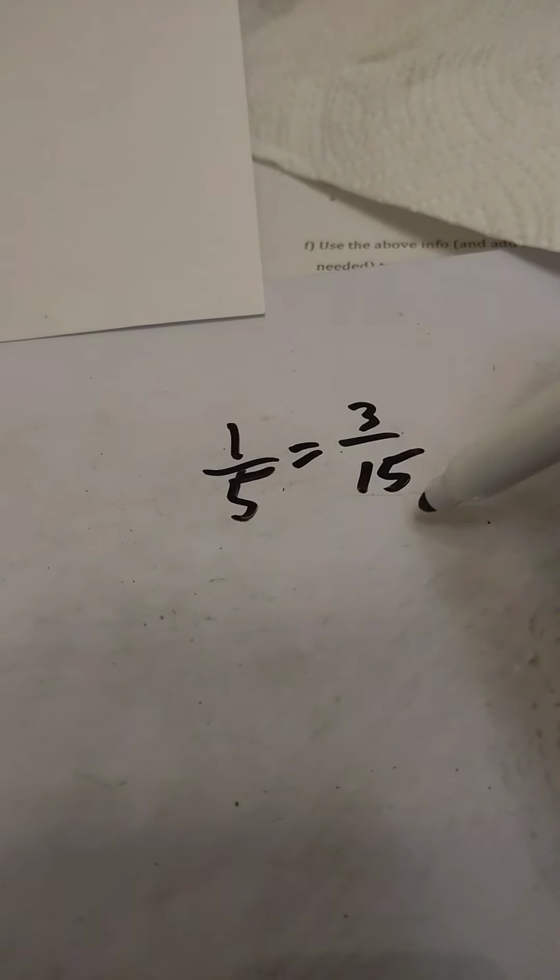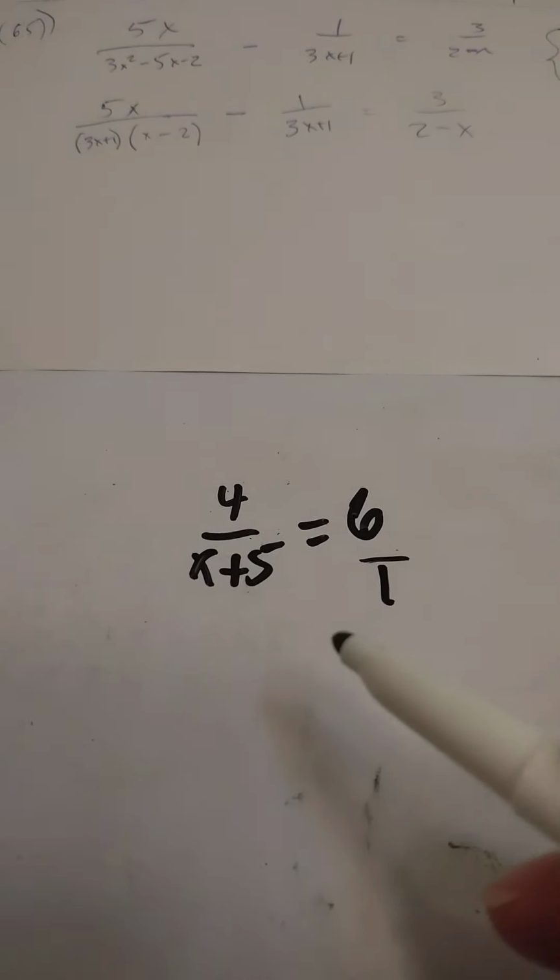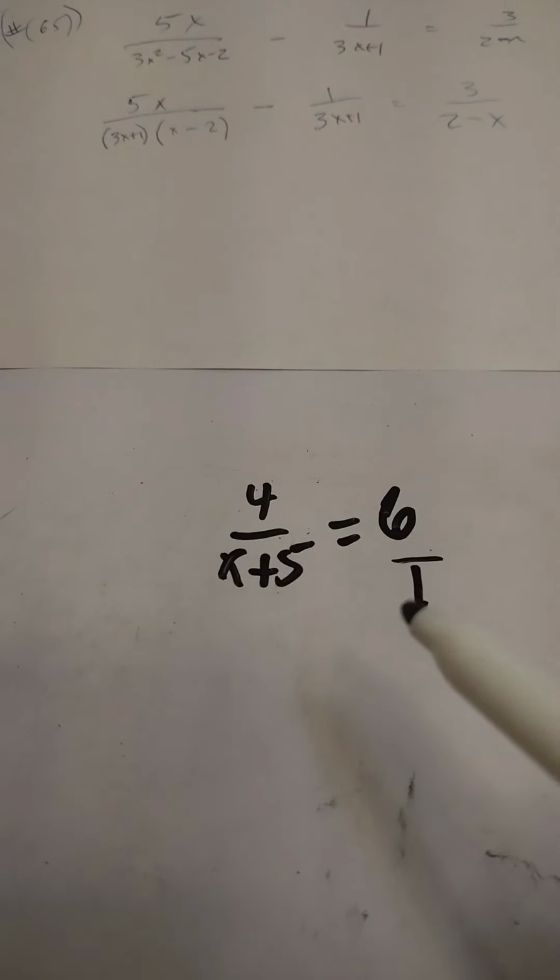Sure. And notice their cross products. What's 15 times 1? 15. What's 5 times 3? 15. Notice their cross products are the same. That will always happen. So let's take advantage of that fact here and set the cross products equal to each other. So we'll be aggressive and set the cross products equal to each other.